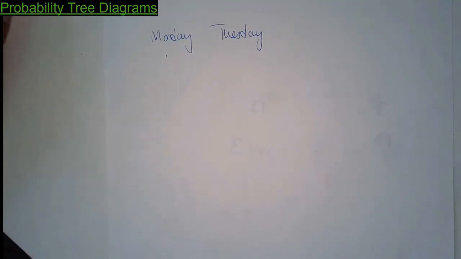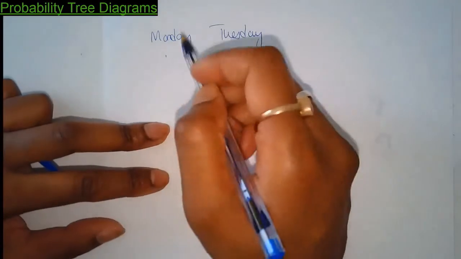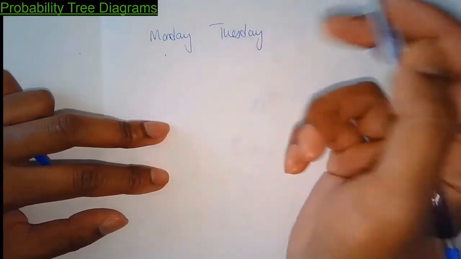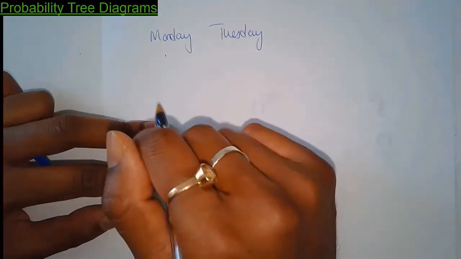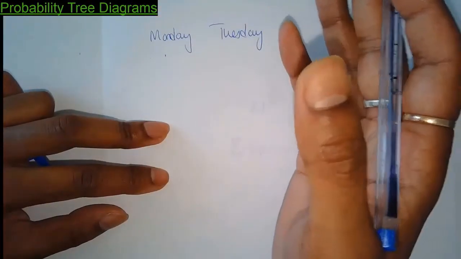Here I want to talk about probability tree diagrams. Before I make a tree diagram, I just want to quickly explain what I'm going to do here. Let's suppose I play football Mondays and Tuesdays. Only Mondays and Tuesdays. There are two possibilities.